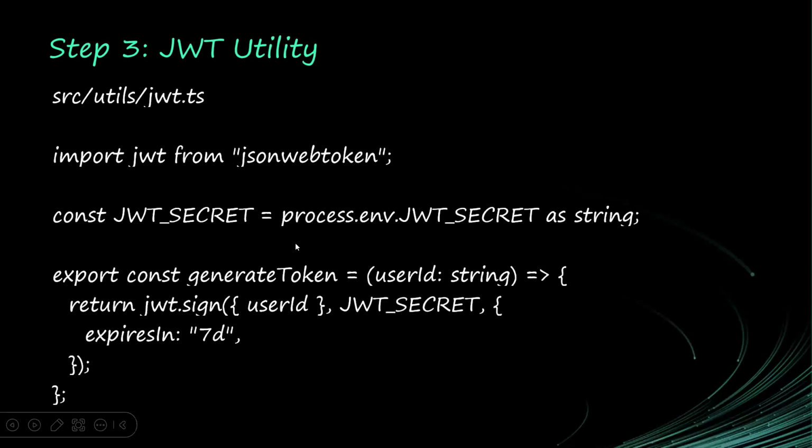Now look at it here. We have a constant called JWT secret, and it is in our env file, and we are casting it as a string. I'm going to come to that. We are going to generate this JWT secret, but we need a JWT secret. So I will go back.